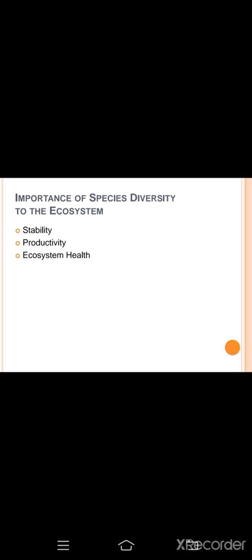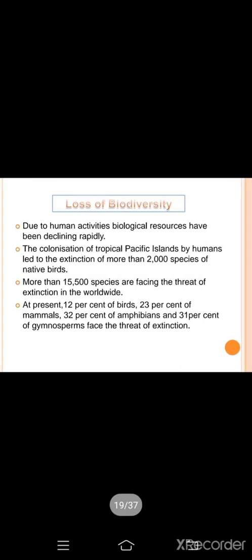We use the plants and animals. Even the plants release oxygen. It is one of the important things. Ecosystem health. So when we have different types of plants and animals surrounding us, the health of the ecosystem also maintains. So this is the importance of species diversity.